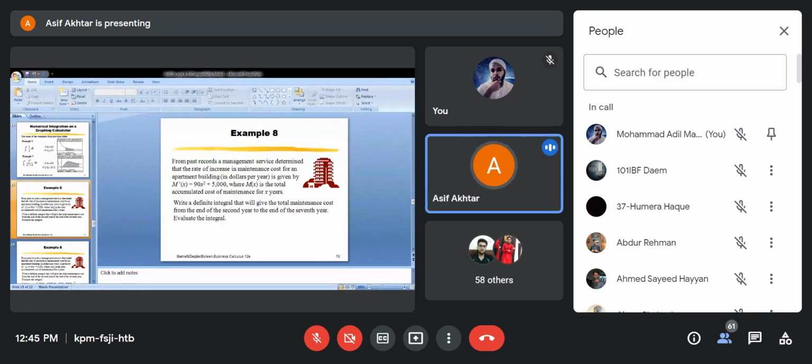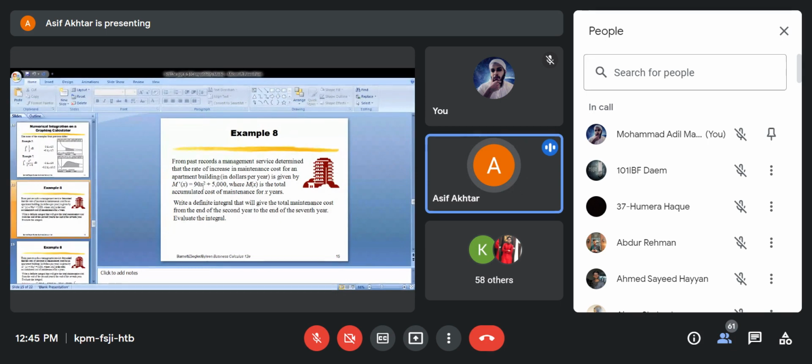From the end of second year, so second year is already completed. Now what is the start of which year? Third year. थर्ड ईयर. So the lower limit is 3 and the end of 7. So end of 7 means that the final 7. So that is the limit starts from 3 to 7. And we have to take the definite integration. I will show you. So if you take the definite integration, yes.